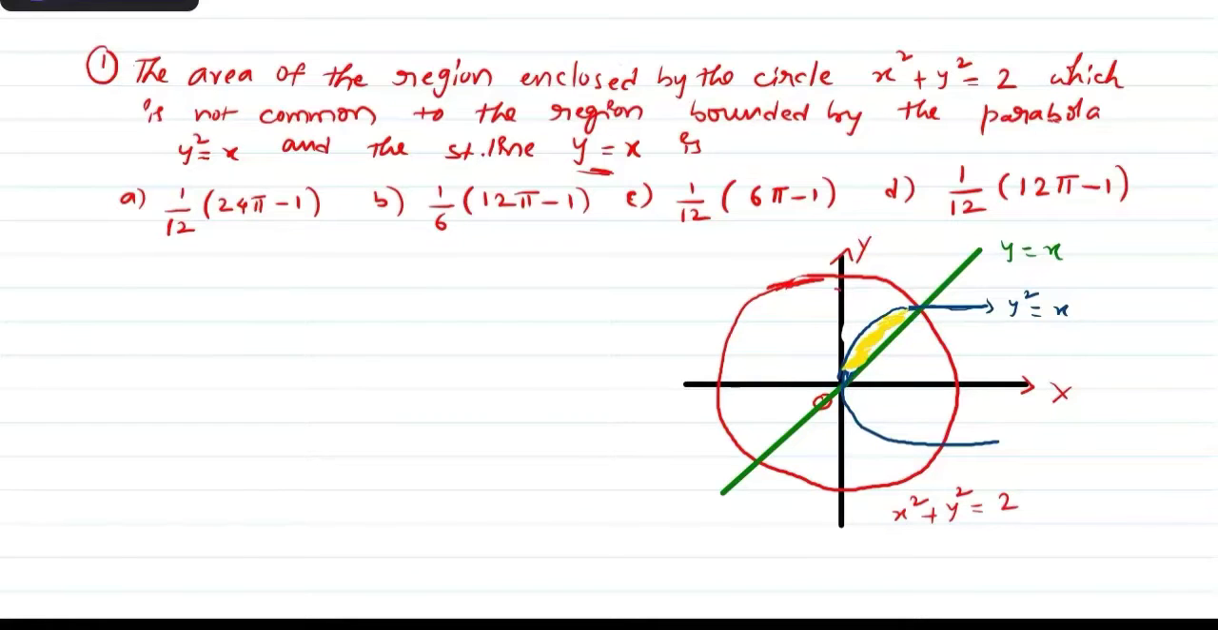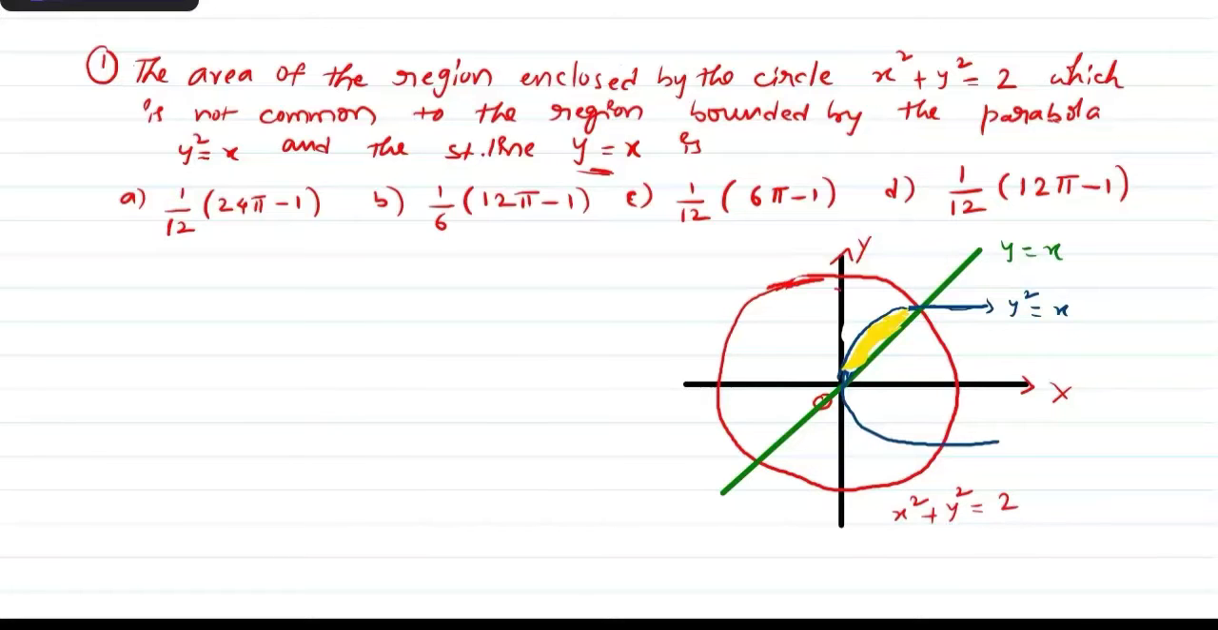To find the area of the circle, the formula is pi r square, but we don't know the formula to find this common part bounded by the parabola and the straight line. For that we have to approach the differential concept of areas. Right, come to the solution.